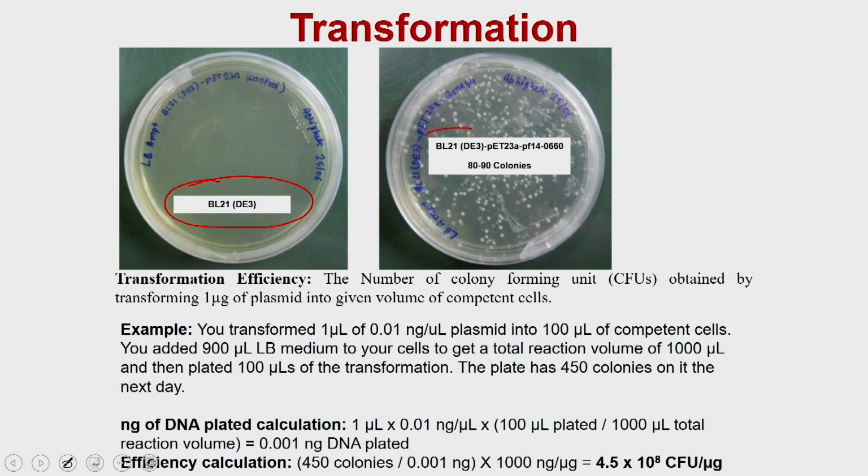whereas if you take the competent cells, for example in this case we have taken an E. coli cell called BL21 DE3, and then we have transformed a recombinant DNA called pET23a PF14_0660, and that has given the bacterial colonies, like the white colored spots. What you see are all bacterial colonies, and if you count these colonies you can calculate the transformation efficiency, or the efficiency of this particular process.